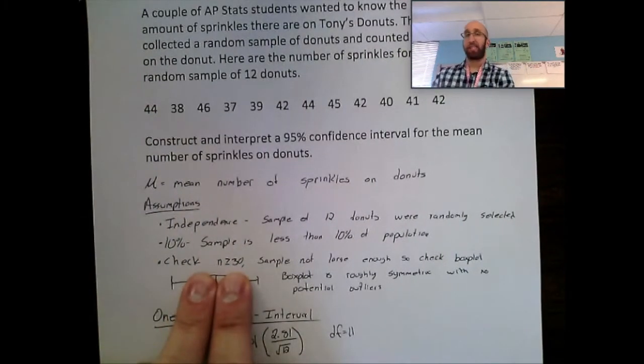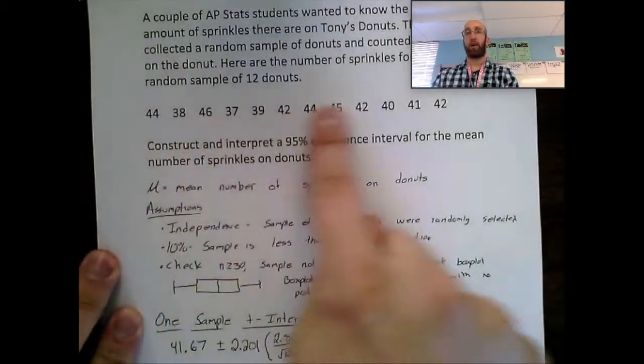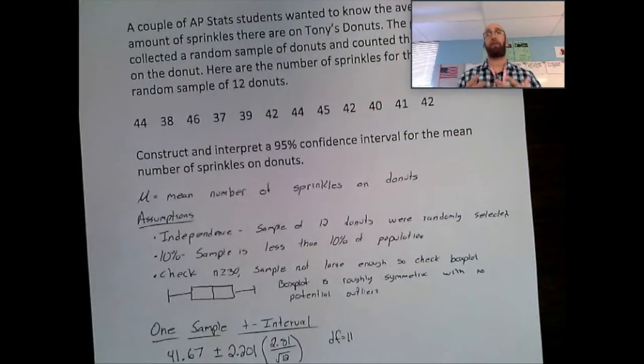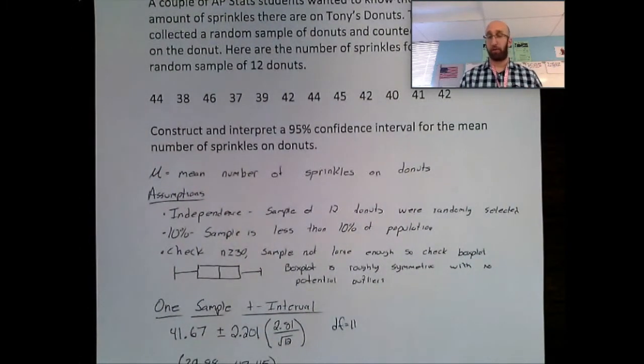If your sample size is not bigger than 30, there is a little more we can do. We need to take our raw data and look at a graphical display of it, and make sure that the graphical display of my sample is roughly symmetric with no potential outliers. If we're smaller than 30, we can still be okay if the sample distribution looks that way.